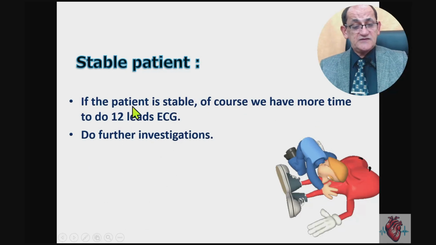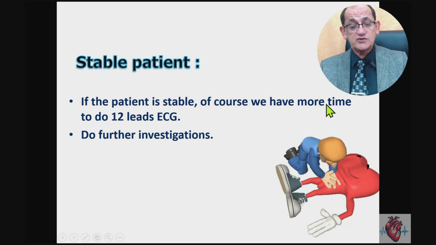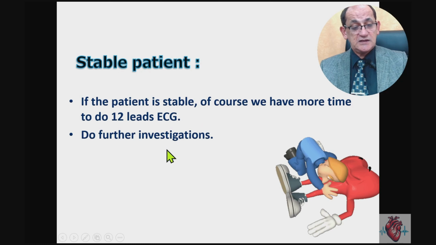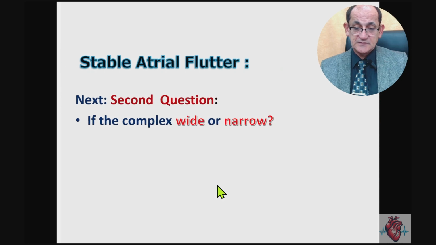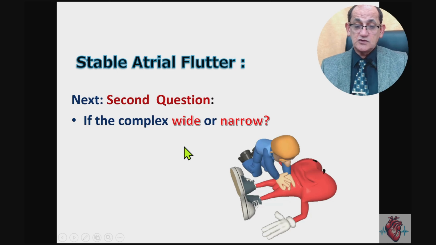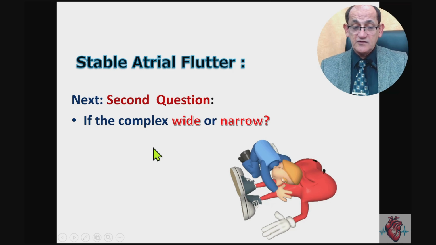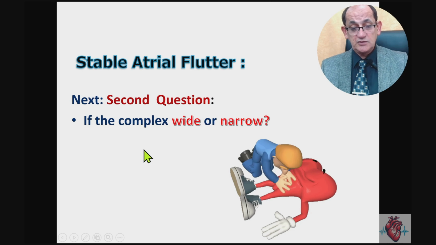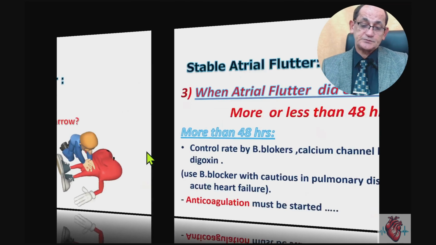Stable patient. If the patient is stable, of course, you will have more time to do a 12-lead ECG and do further investigation. Second question, is the complex wide or narrow, to exclude the possibility of pre-excitation or WPW syndrome. Third question, when did atrial flutter exactly start, more or less than 48 hours.